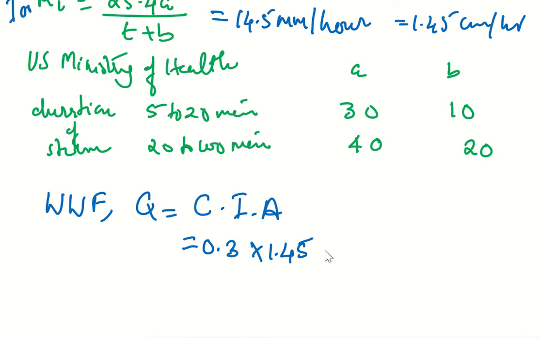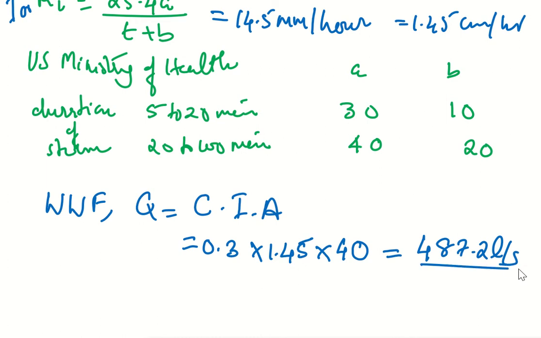Into what is A? Area is 40 hectare, right? 40 hectare. So convert it into proper units. So this will give you the answer 487.2 liter per second. Now what is the total discharge through the sewer?